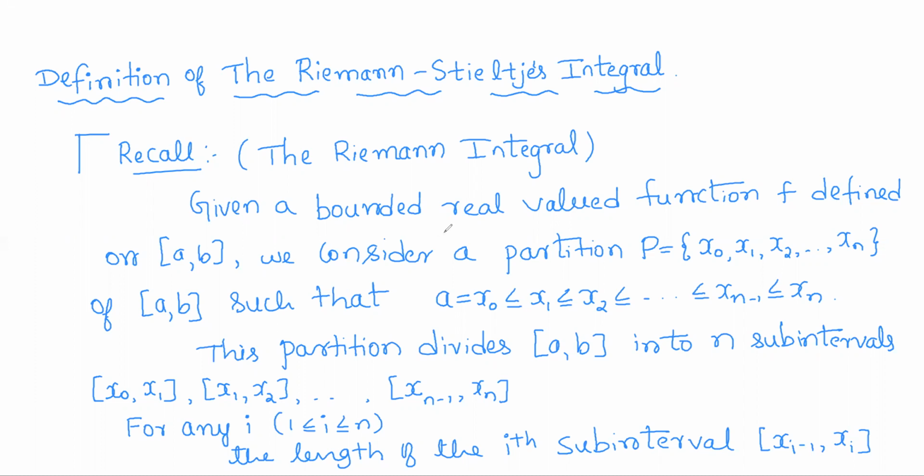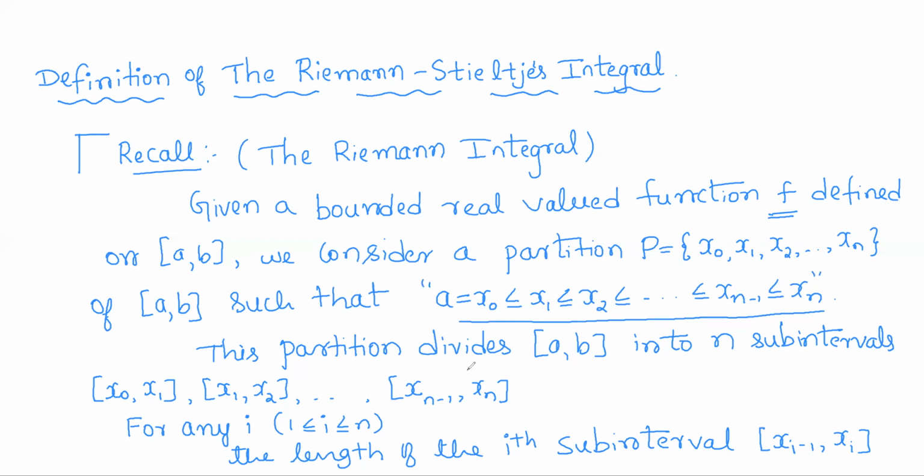So given a bounded real valued function f defined on some closed interval [a, b], we consider a partition, that is a set of finite numbers from a to b in the natural increasing order. So this is the main point of the Riemann integral. We consider a partition which is nothing but a finite set of points from a to b considered in the natural increasing order of real numbers.